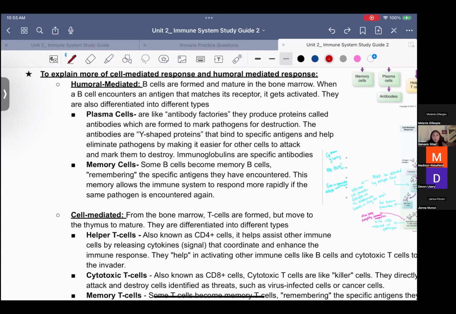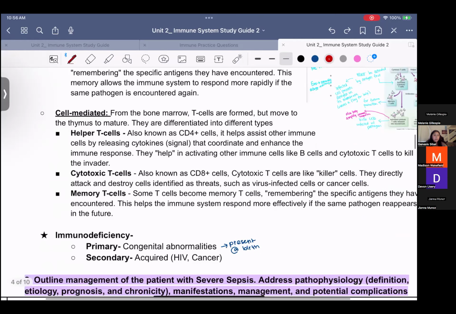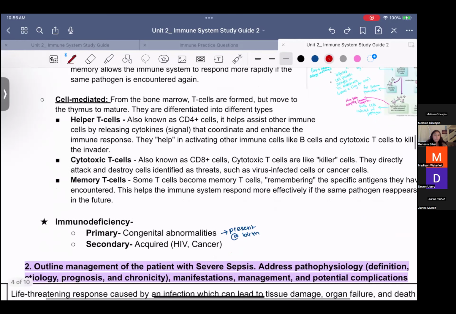So that kind of ties into the natural immunity that you receive after getting an infection, right? So with that, you have cell mediated, so that is T cells. Those are created in the bone marrow, but they are matured in the thymus, which we talked about, so T for T, and they are differentiated into different types as well. So you have helper T cells, cytotoxic T cells, and then memory T cells.